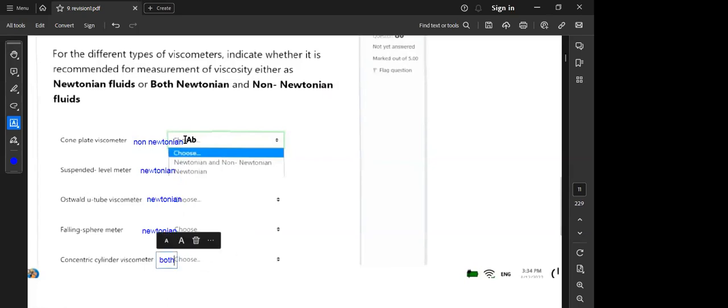So she has gone ahead to give us the answers. Don't ask me how any of these viscometers look like. Cone and plate is both. Cone and plate.